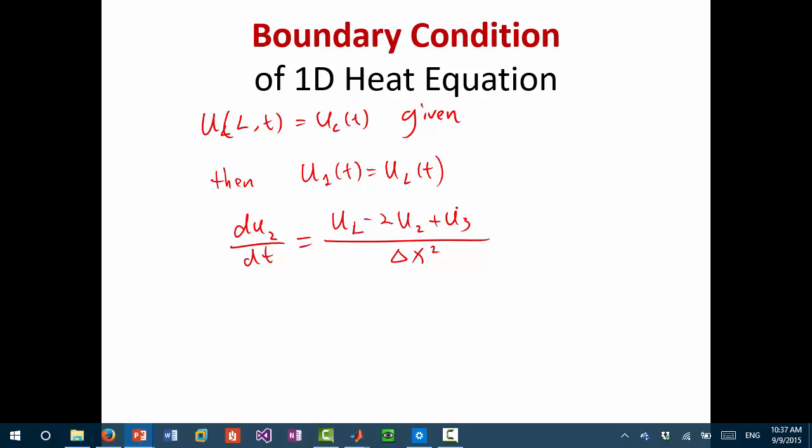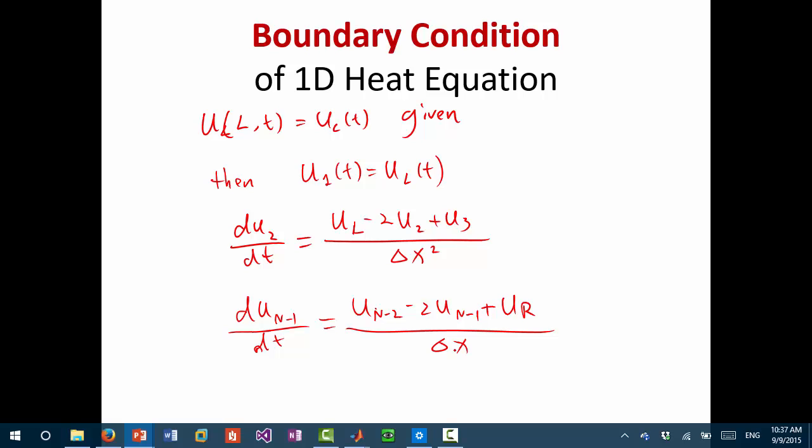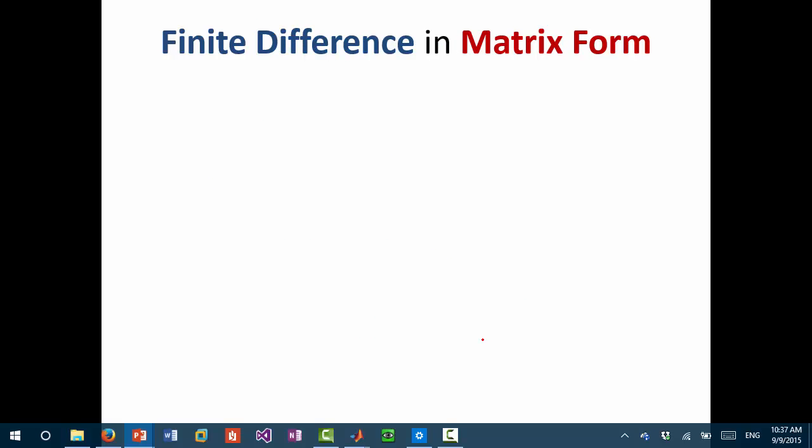So okay, now given this, we also have du of n minus 1 dt equal to u of n minus 2 minus 2u of n minus 1 plus u of n, over delta x squared. This is also given. Basically, the 2 points close to the boundary only depend on 2 points instead of 3. And given that, we can write the finite difference in matrix form.